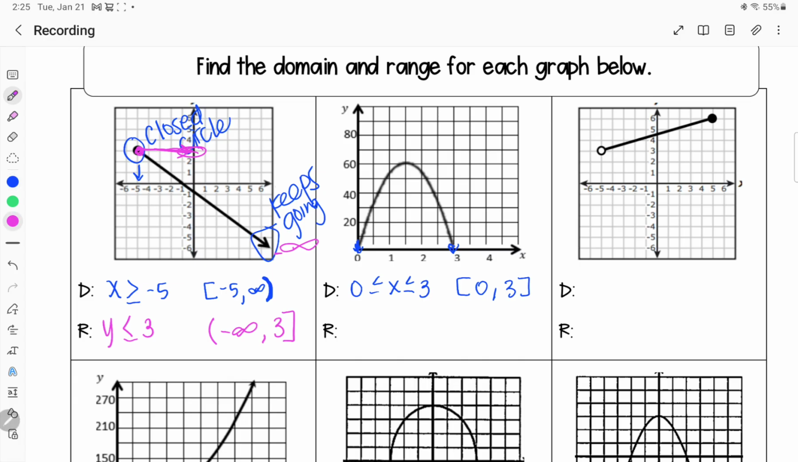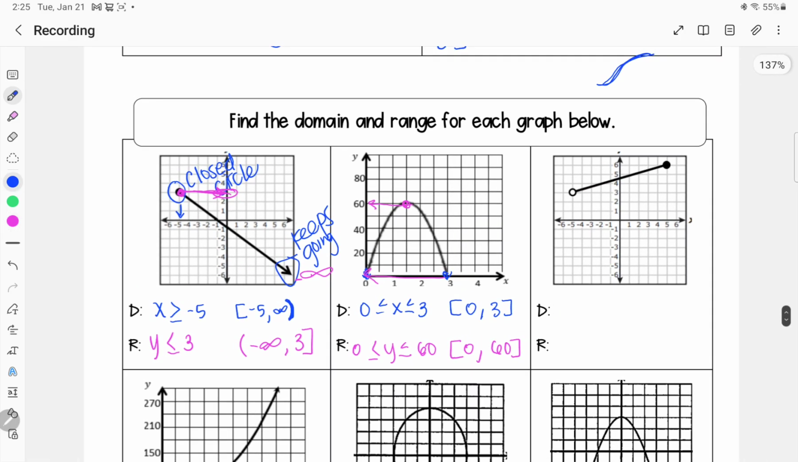On my range, the highest point is 60, the lowest point is 0. So again, y is greater than or equal to 0, but y is less than or equal to 60. The curved point means that it includes that point. So again, if we were to write this, it goes from 0, including 0, to 60, including 60.